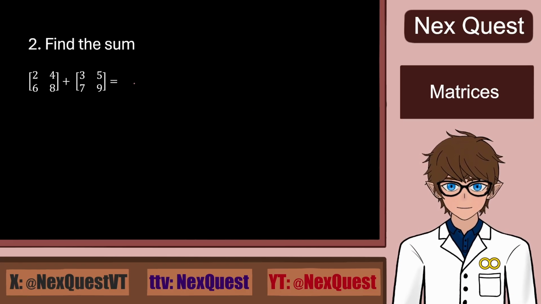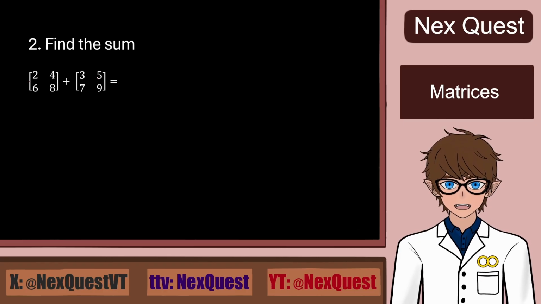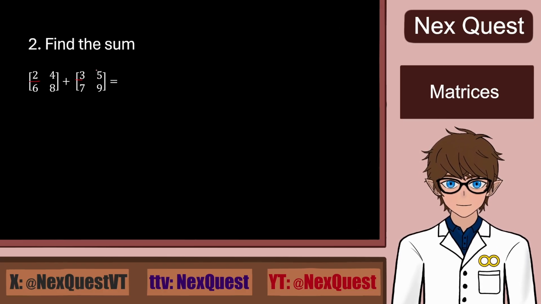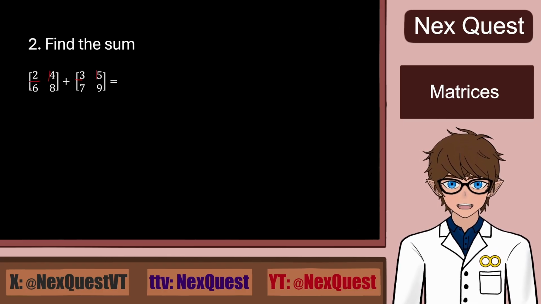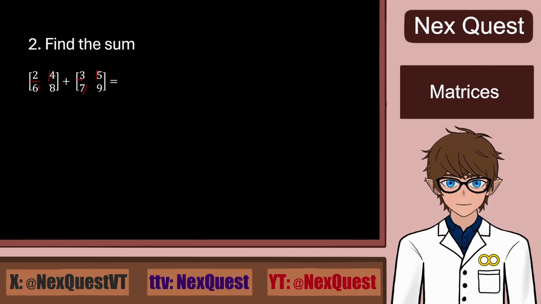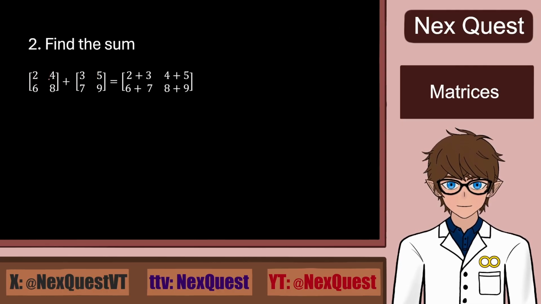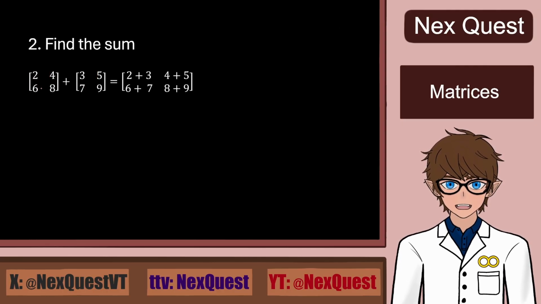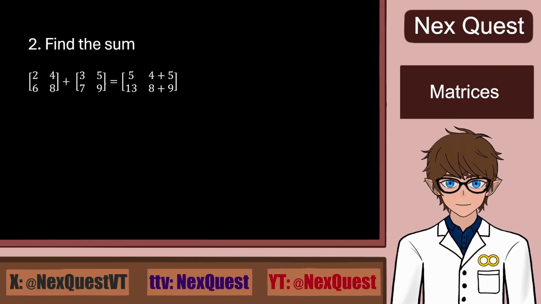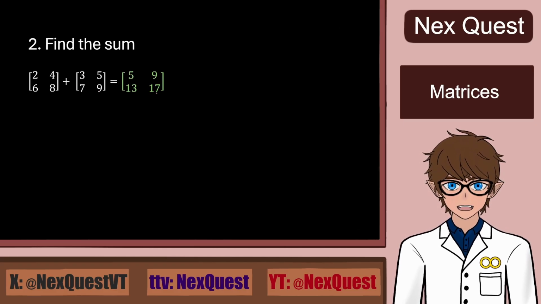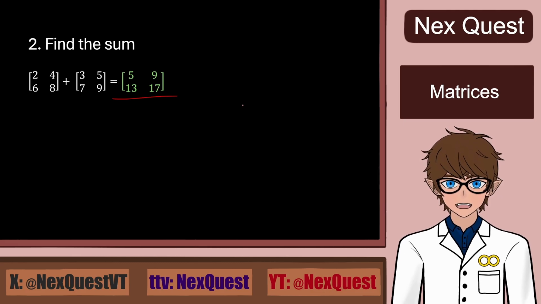For the second one, here we're just adding two matrices. So how do we do this? We just add up elements in the same position. So these two are added together, these two are added together, these two are added together, and these two are added together. So 2 plus 3, 4 plus 5, 6 plus 7, 8 plus 9, and that's 5 and 13 on the left half, and 9 and 17 on the right one, and this is the result.